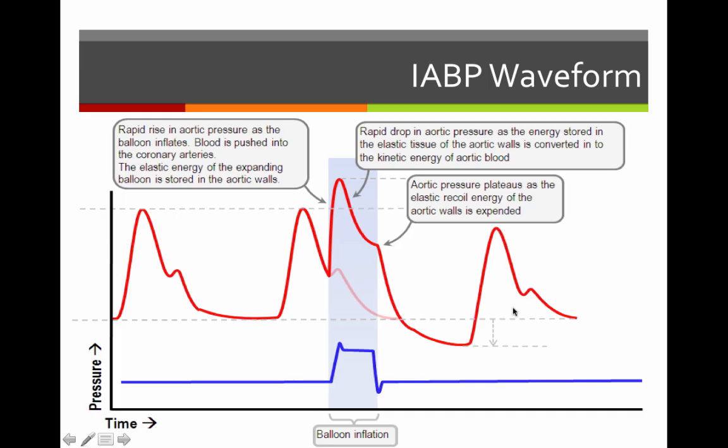both pressures are decreased. We have a normal dicrotic notch here. We don't have the assisted balloon pump beat right there, but we have this normal waveform, but our pressures are decreased and our heart isn't working quite so hard.